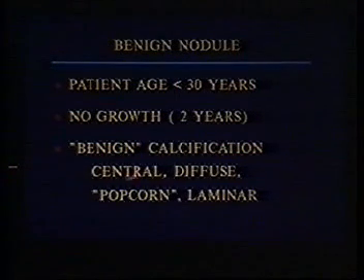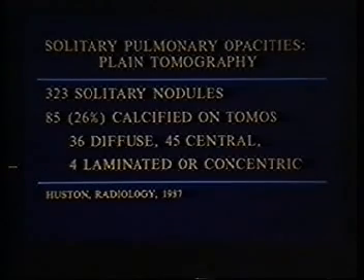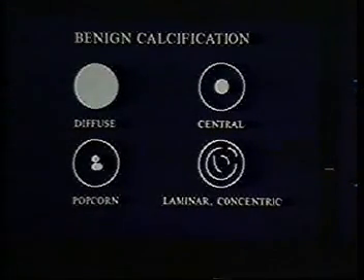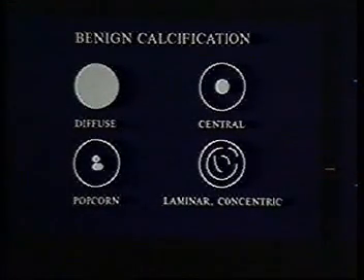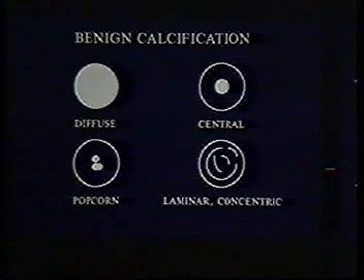And the typical benign patterns of calcification you're familiar with, so-called central calcification, diffuse calcification of the nodule, popcorn calcification, and so-called laminar calcification. And this is a diagram showing what each of these looks like. Diffuse calcification, obviously. Central calcification, very common with granulomas. So-called popcorn calcification is a subcategory of central calcification in which you see several foci of calcification centrally, not uncommon with hamartomas. And laminar or concentric calcification, which is relatively unusual.